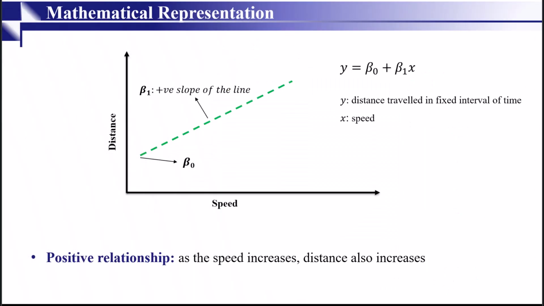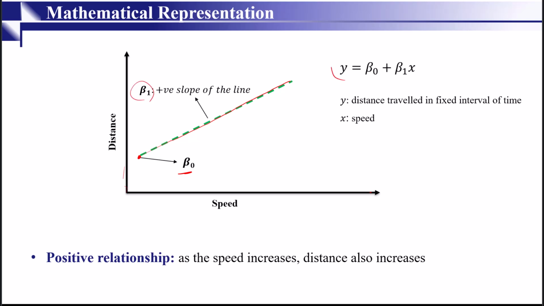So linear regression can model both positive and negative relationships. When time is constant, we can travel a longer distance in a given amount of time if and only if our speed is high. You can see here, this is the speed and this is the distance traveled. As the speed increases, the distance traveled also increases. This point here is beta 0, or intercept, and beta 1 is the slope of this line.